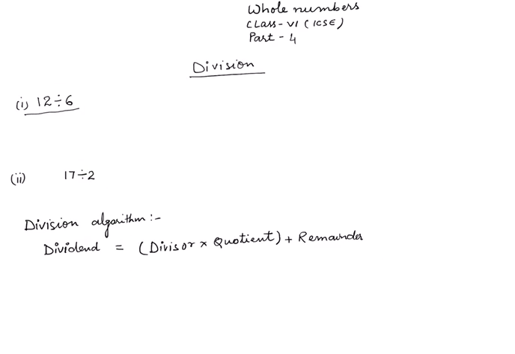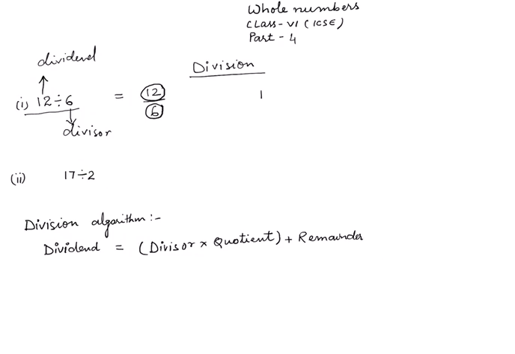See, when you divide 12 by 6, we can write 12 upon 6. It means this part, whatever I have written before the sign, is known as your dividend, and after the sign, this is your divisor. In this you can see this is your dividend and this is your divisor.